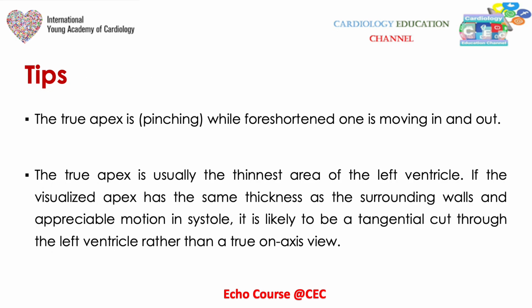For avoiding the foreshortening of the apex, you have to define if you are in the true apex or in a false apex. The true apex has two main characteristics that you should know and you should see. The true apex is pinching, while a foreshortened apex is moving in and out. And also the true apex is usually the thinnest area of the left ventricle. So if you visualize the apex has the same thickness as the surrounding walls and appreciable motion in systole, it is likely to be a tangential cut through the left ventricle rather than a true on-axis view.